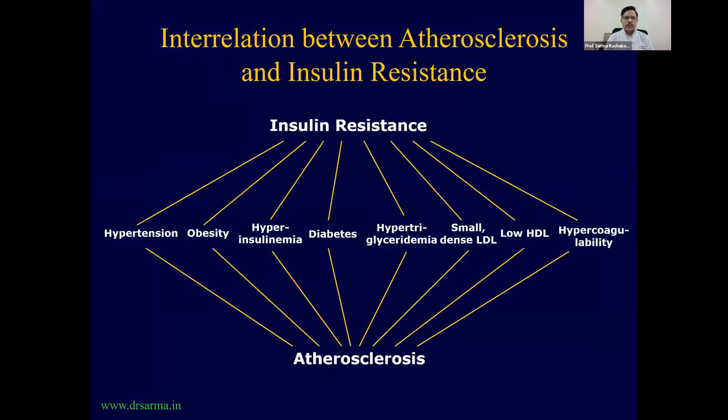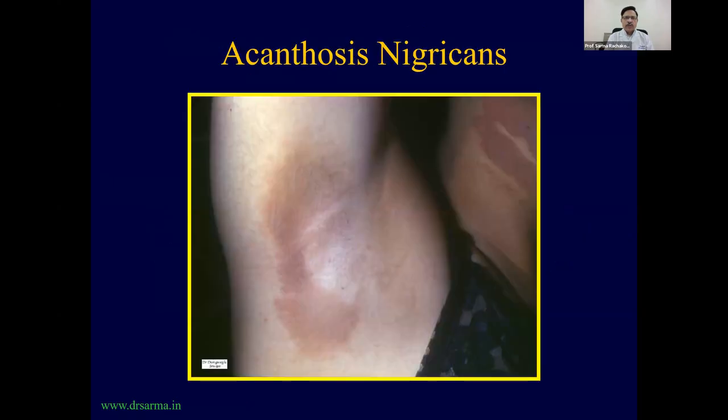So, the interrelation between atherosclerosis and insulin resistance. How does insulin resistance cause atherosclerosis and cardiovascular disease? Through hypertension, through obesity, through hyperinsulinemia, through diabetes, through hypertriglyceridemia, SLDL, low HDL, and hypercoagulability. All these lead to atherosclerotic vascular disease.